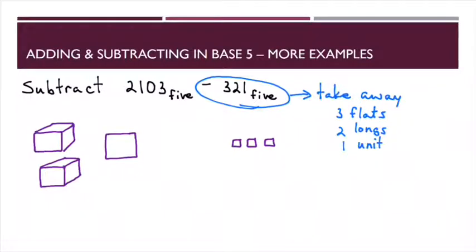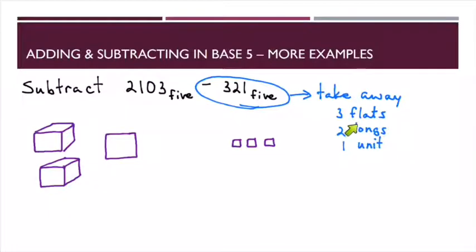But now we kind of need to ask the question, when we start redistributing these things, do we need to start with the flats and work our way to the units? Or do we need to start with the units and work our way to the flats? And it doesn't really matter, either way you're going to get the right answer. But I like to start with the larger unit and work my way down to the smaller ones because it's just more efficient that way. So I'm going to start with the 3 flats.